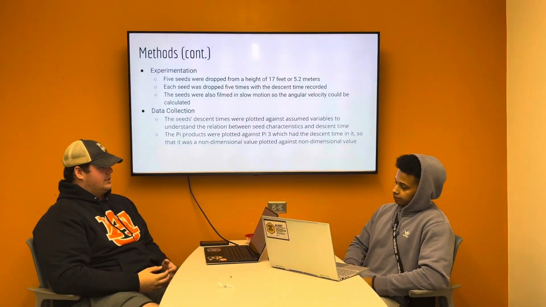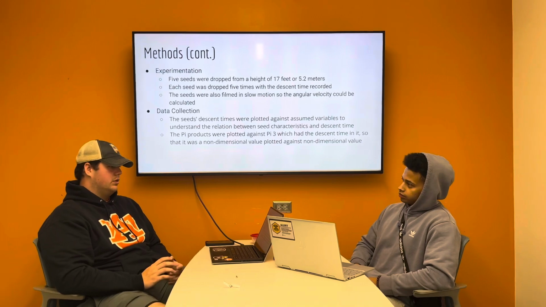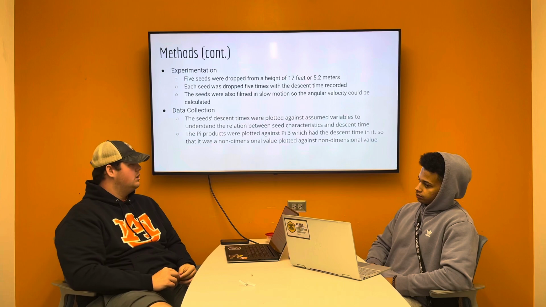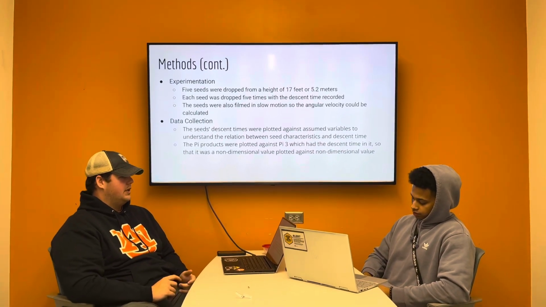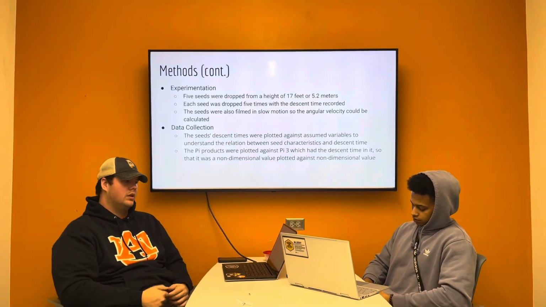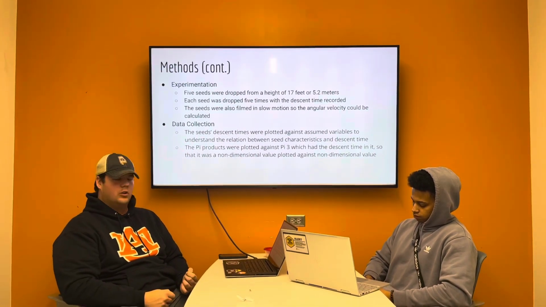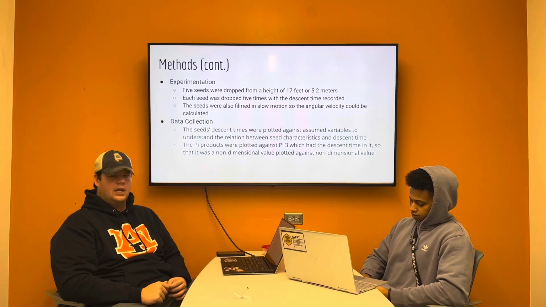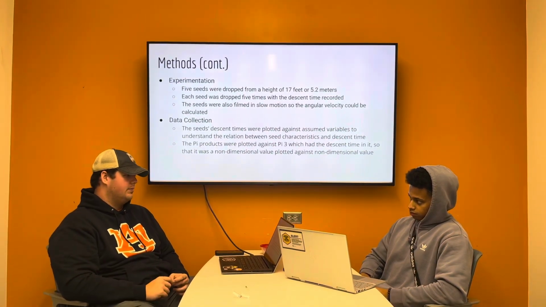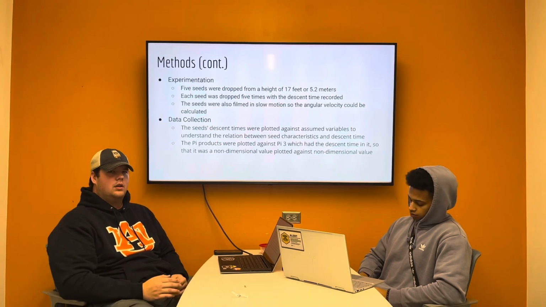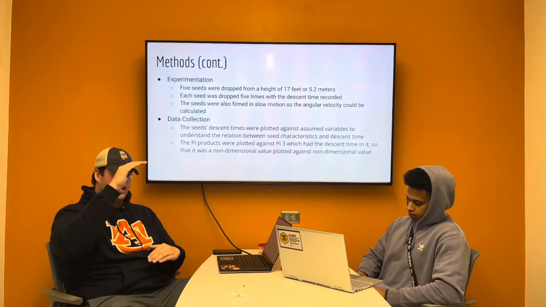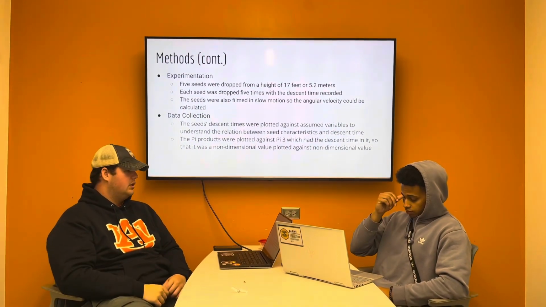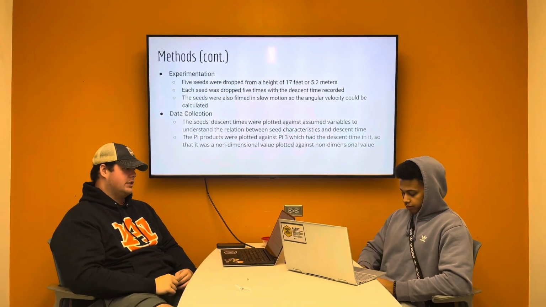For the experiment itself, 5 seeds were chosen and they were dropped from a height of 17 feet or 5.2 meters. Each seed was dropped 5 times and the descent time was recorded. The seeds were also filmed in slow motion using the slow motion function on an iPhone so that the angular velocity could be calculated. We did that by measuring the time that it took to drop that whole distance and then counting the rotations of the entire descent, and then just did the calculation there.